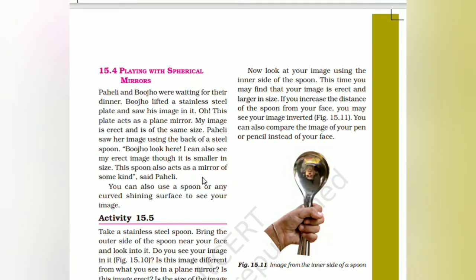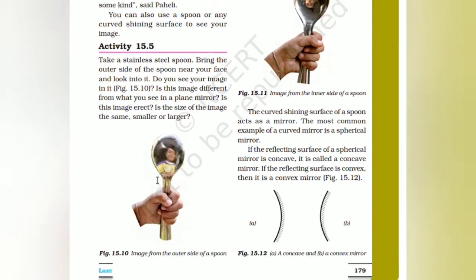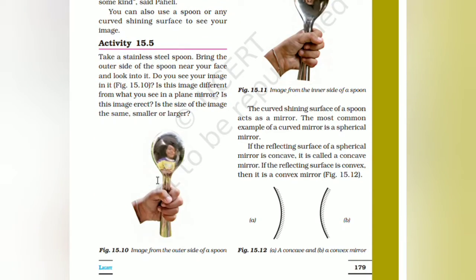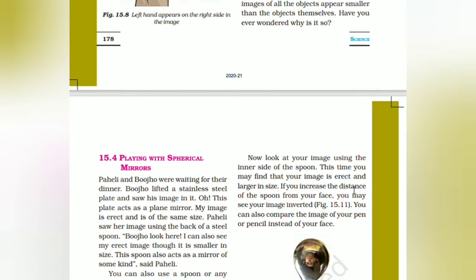You can also use a spoon or any curved shining surface to see your image. Take a stainless steel spoon. Bring the outer side of the spoon near your face. What does it seem? It seems to be larger than our normal appearance. Now look at your image using the inner side of the spoon. This time you may find the image is erect and larger in size.